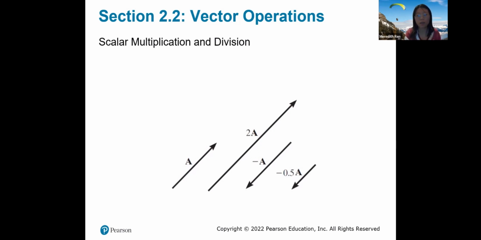So starting with A, and then 2A is magnitude times 2, direction's the same. Negative A will be the same magnitude, so the arrow is drawn the same length, but in the complete opposite direction because I'm doing the negative of the vector A. And then the last one, I have negative 0.5A. Magnitude is half of the original one. And then for direction, since it's a negative value, you go in the opposite of the original direction of A.